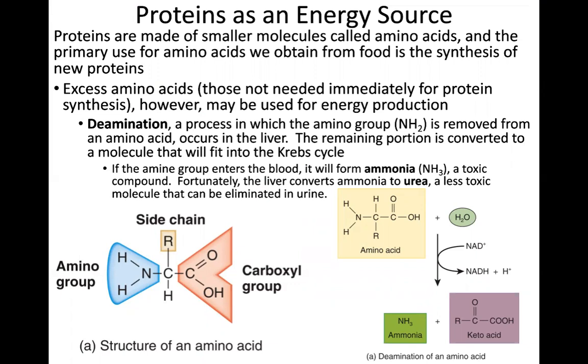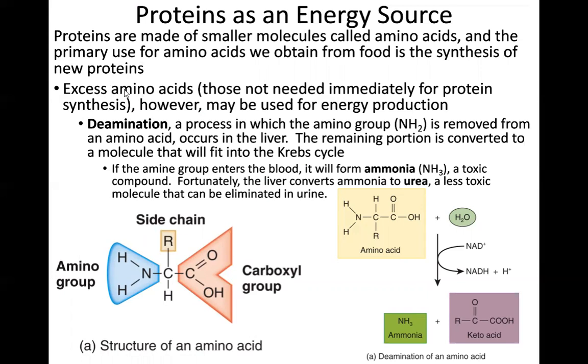Thinking back to our biochemistry lecture at the beginning of the semester, we learned proteins are made up of smaller molecules, building blocks known as amino acids. Here's an illustration of an amino acid. The primary use for amino acids we obtain from our food is just to synthesize new proteins, like the proteins that are in our muscles or proteins anywhere else that are going to give us a lot of different functions. Remember, if something's happening in the body, we can almost guarantee it's a protein doing it.